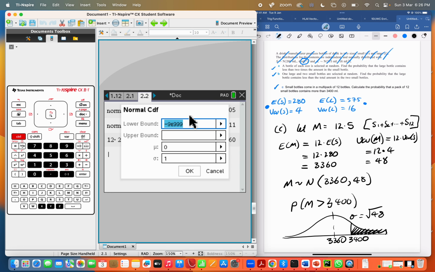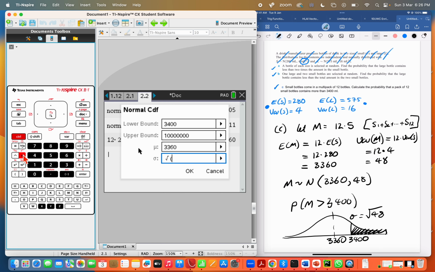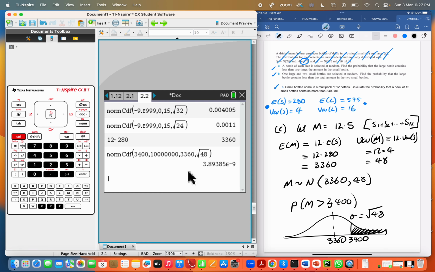Lower bound this time is 3,400. Upper bound is lots, so we can just put in a big number. I mean, technically, as long as we get maybe 4 or 5 standard deviations above the mean, then we're covered, because any area above that is so minuscule to the 5th and 6th decimal place. Mean is 3,360. Again, standard deviation, type it as a square root of 48. Close brackets, and there we go. So almost impossible, right? Almost impossible.